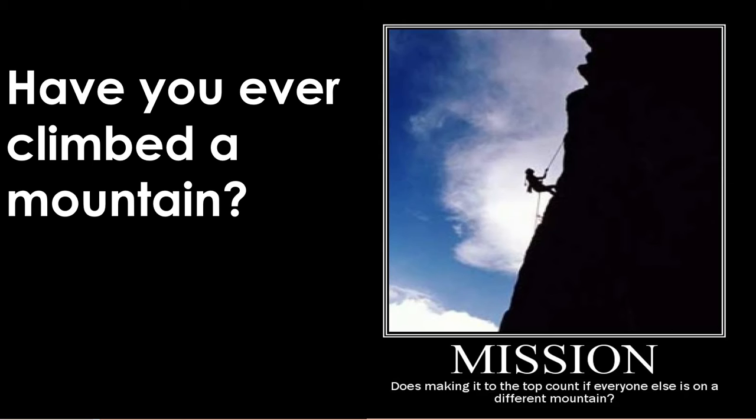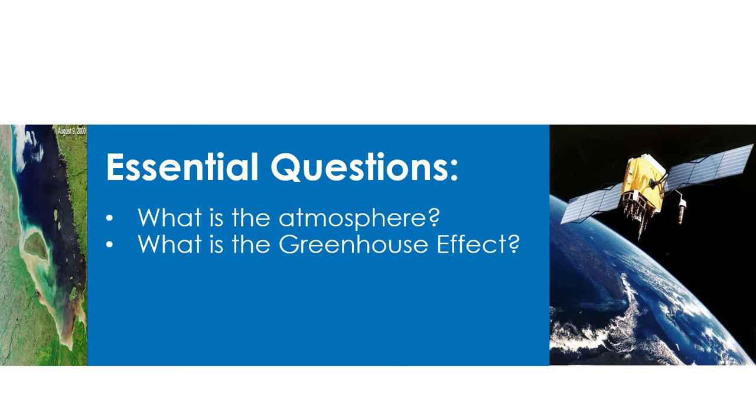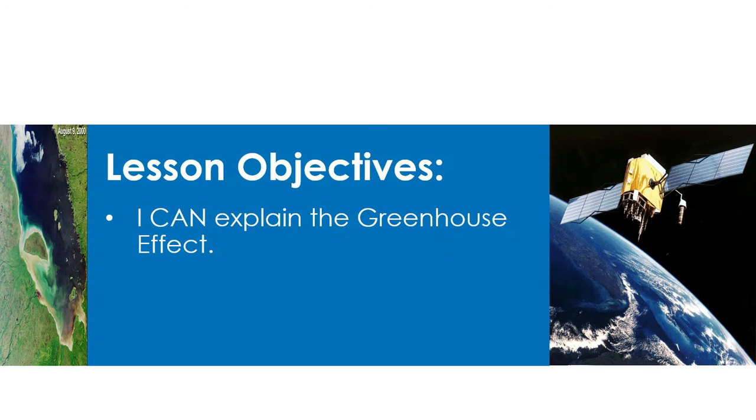So let's get started. Our essential questions today are, what is the atmosphere? What is it, what's it made out of? And what is the greenhouse effect? Your lesson objective, what you need to be able to do by the end of today, is: I can explain the greenhouse effect. You need to be able to explain what this is and what it does for our planet.